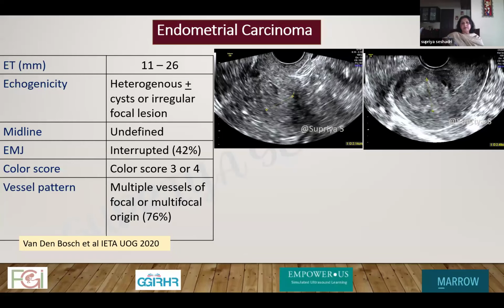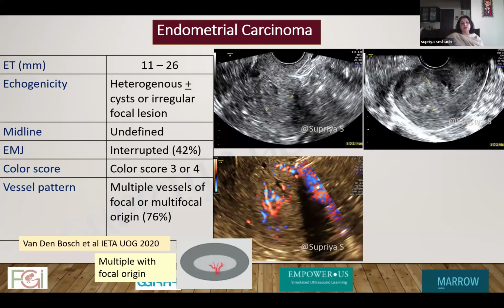So what are the ultrasound manifestations? Normally a very thickened endometrium, even going up to 26, which we never see in the other categories. The echogenicity can be heterogeneous, with or without cysts, or they can just be an irregular focal lesion. Very often there's pyometra as well, and that's why we're able to appreciate that there is a local lesion and the surface is not smooth. Here the midline is not seen and therefore called undefined by IETA. The EMJ is interrupted in 42% of cases, and the color score is high, that is about 3 or 4.